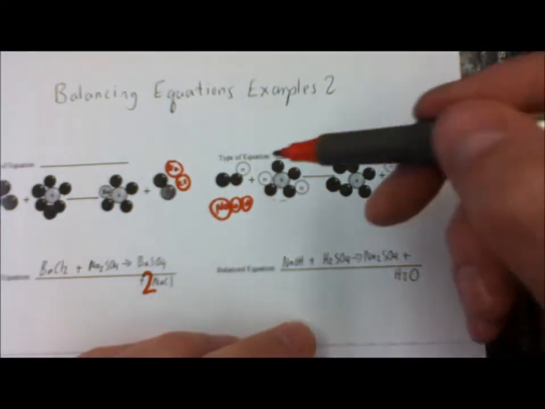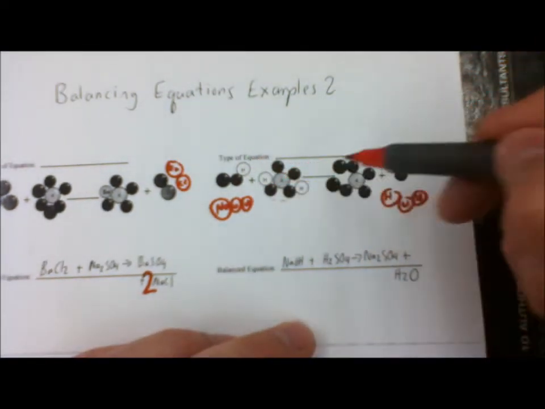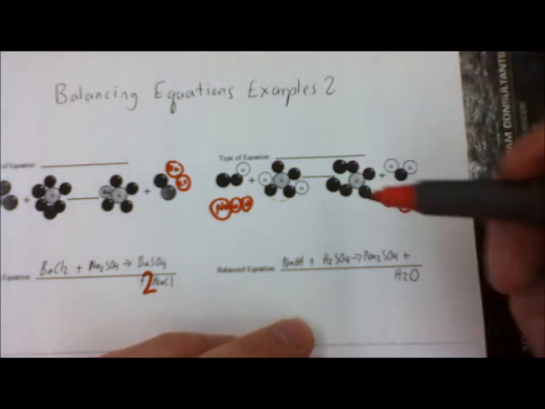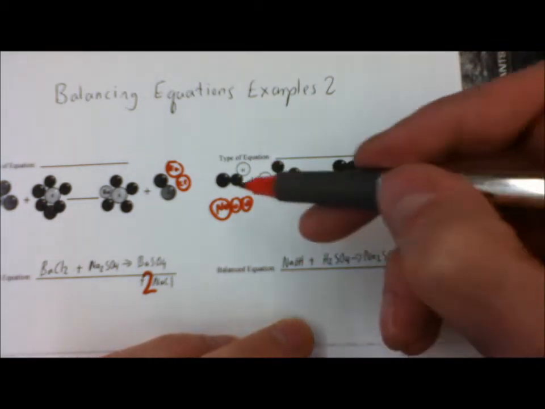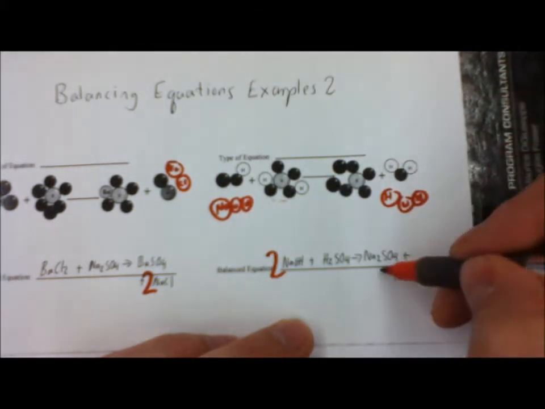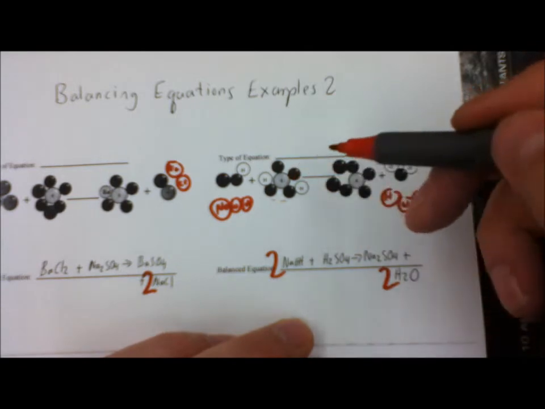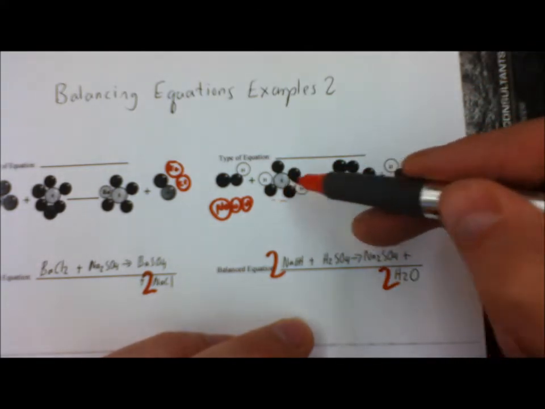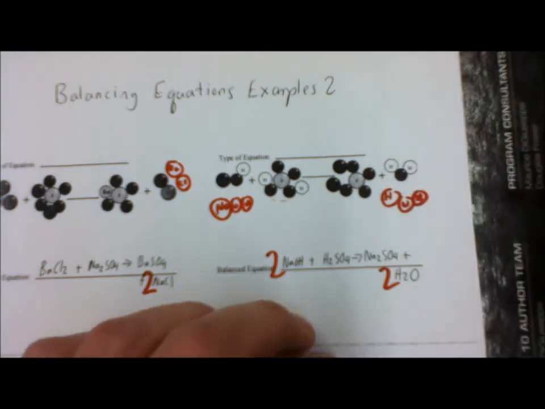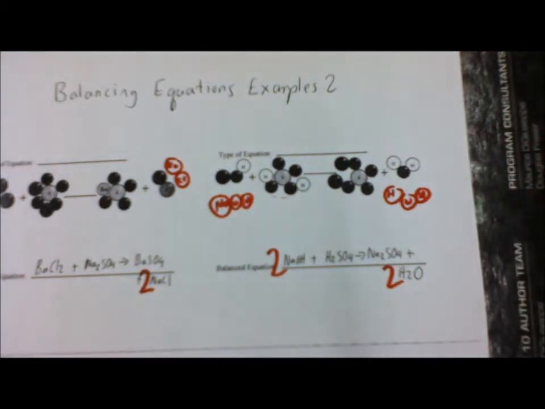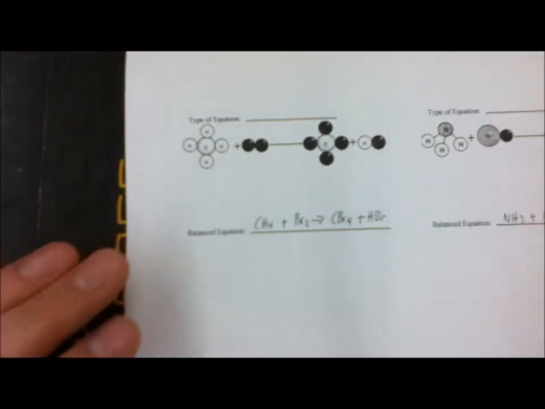Let's count out the number of hydrogens. We've got 1, 2, 3, 4, 1, 2, 3, 4. So that's balanced as well. So let's write our coefficients in our equation. We've got 2 sodium hydroxides there. We have 2 water molecules there. And we have 1 of the sulfuric acid and 1 of the sodium sulfate. Those formulas are already written there, so we don't actually have to add 1. So that equation is balanced. Let's look at the next one.